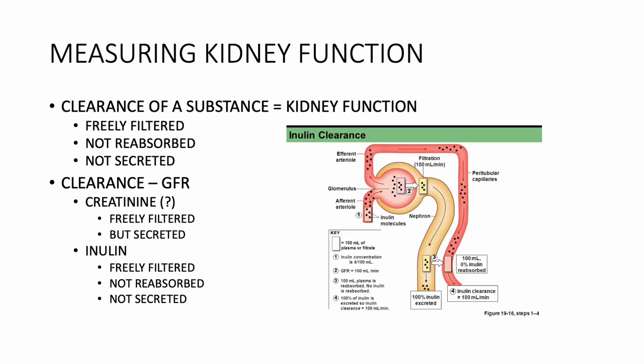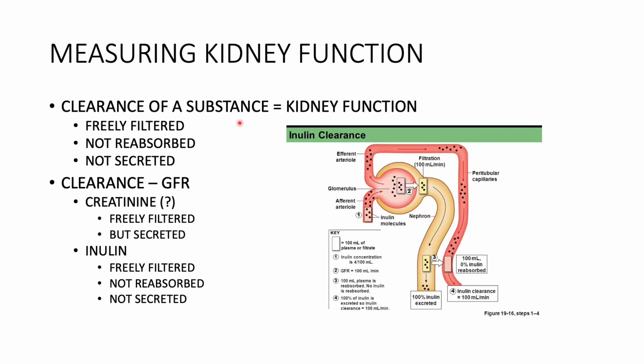So how do we measure kidney function? We can measure kidney function by knowing the clearance of a substance. So what do we mean by that? When you give substance A to a patient, we can estimate kidney function by knowing the concentration of that substance A in the urine. And that will give us an estimate of kidney function.